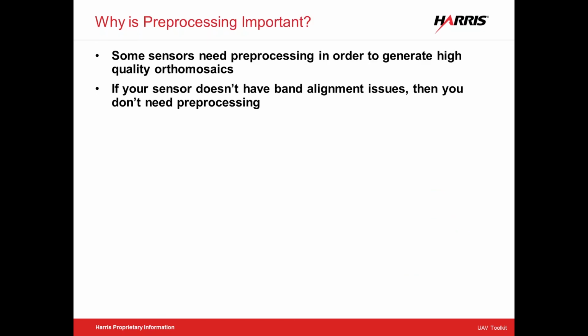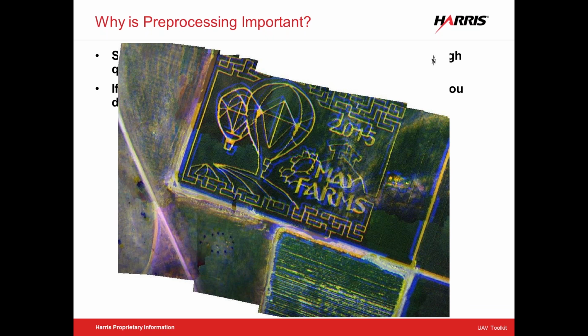So this is an orthomosaic generated from a sensor called the MicaSense Red Edge. This is a corn maze, and it shows it really well. You can kind of see there's a second corn maze in the corn maze that's all blue. And so you see blue, yellow. If you look at the roads on the right side of the image, you'll also see some blue and yellow as well. So this offset really can impact your results. If your sensors and data don't have this issue, then you don't have to worry about doing any pre-processing.